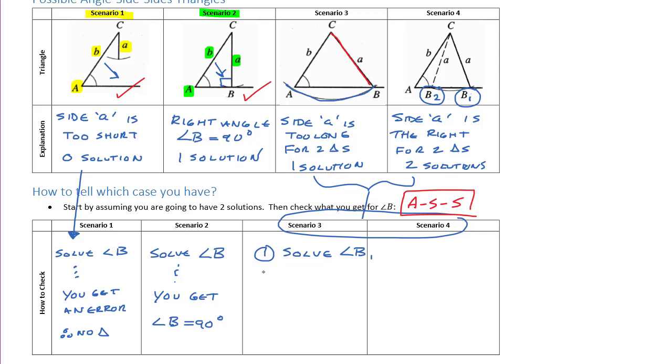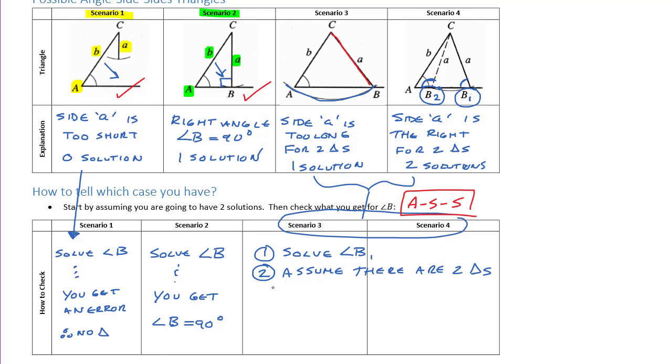Now what you do is, if you don't get an error and you don't get 90 degrees, anytime you have an angle-side, you assume that there are going to be two. So just assume, maybe there is, maybe there isn't, but assume there are two triangles. So if this is the B in the first one, we are going to find the B in the second triangle. That would be like right here. So how do we do that?